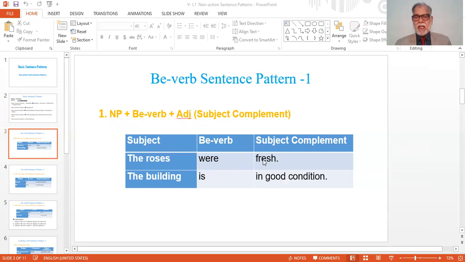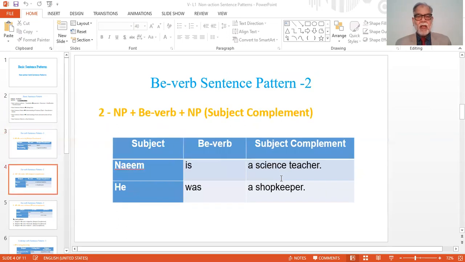And better we also explain what is complement. Complement is a grammar entity that completes something. If it is subject complement, it will complete the subject. It will describe the subject. So complement performs the role of completion or description. Next sentence is, the building is in good condition. Again, the building is subject, is be verb, and in good condition is its complement. So in this way, this is a pattern which helps us write many sentences with different arrangements.